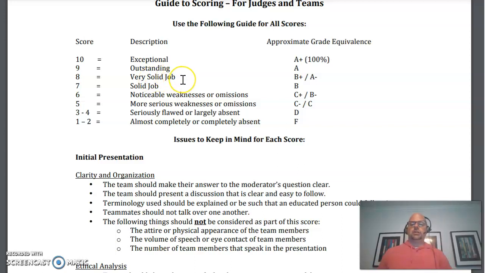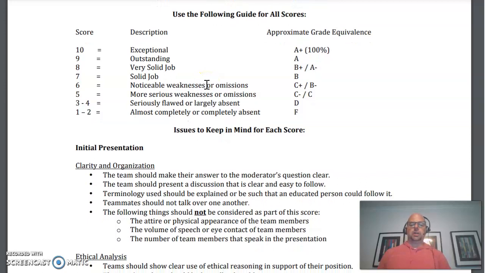So the next grade down is 8, and one way to think about that, that's very solid, still a very impressive performance. A high B or low A would be a grade equivalent. A 7 is, again, still solid, and so the equivalent there is like a solid B. Once we get to 6 and below, that's when we start to think in terms of not level of strength, but maybe level of weaknesses. So with 6, you've begun to see some noticeable weaknesses or omissions, and so you're starting to think about a high C, low B.